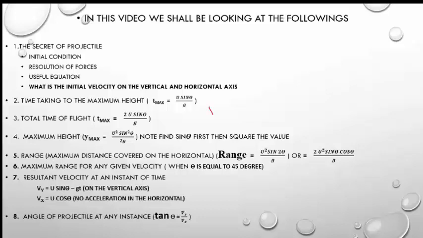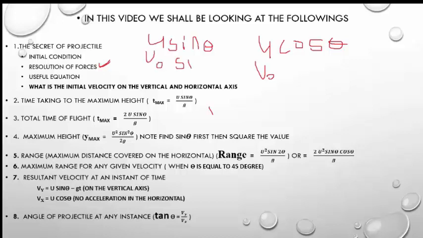The resolution of forces is very important. How do we resolve the force? How do we get u sin theta for the vertical, and how do we get u cos theta for the horizontal? This can equally be called v naught, that is the initial velocity. We call it v naught sin theta. What we mean by v naught sin theta is the initial velocity, and u can also represent our initial velocity. These two equations are the same.